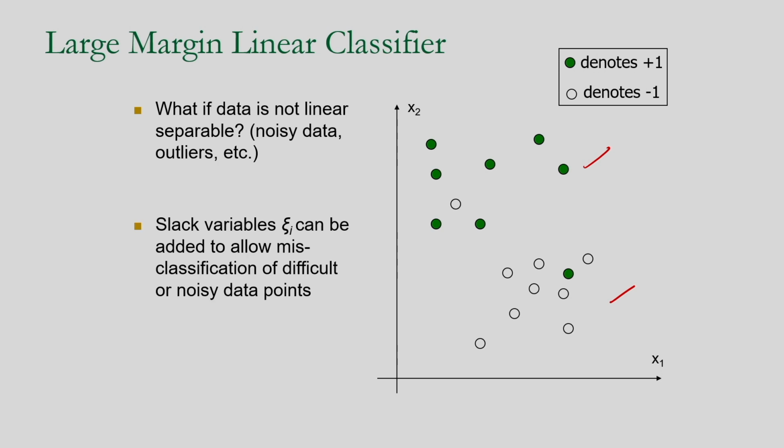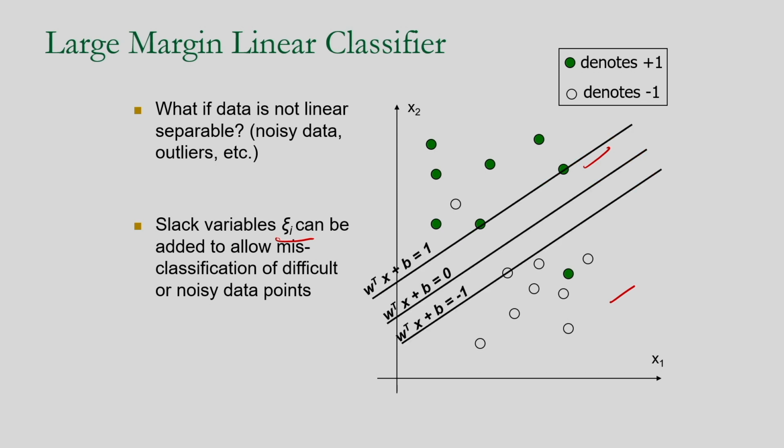The formulation is I have to consider slack variables. Slack variables can be added to allow misclassification of difficult or noisy data points. These slack variables are introduced to allow certain constraints to be violated. Slack variables are defined to transform an inequality expression into an equality expression. That is the mathematics you can see. So that is the objective of the slack variables.